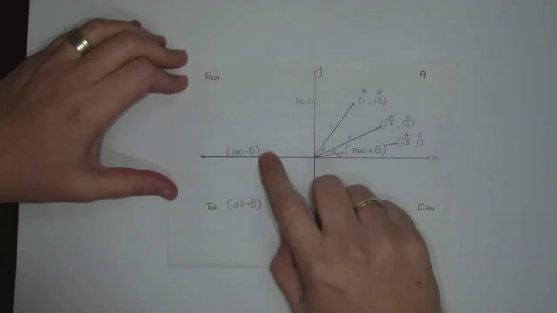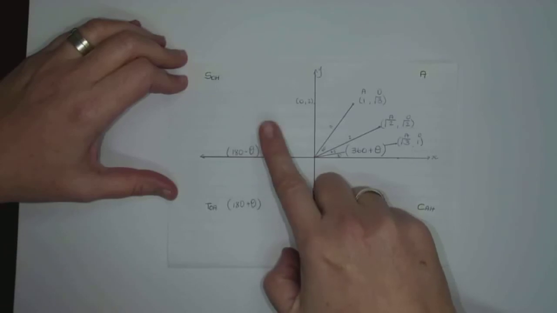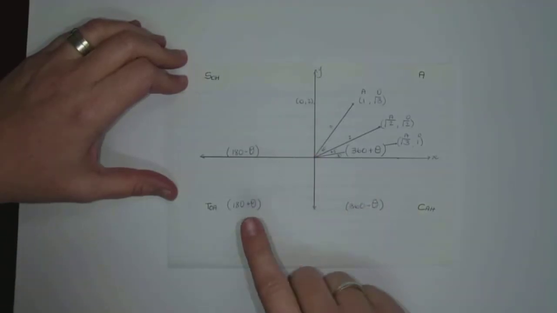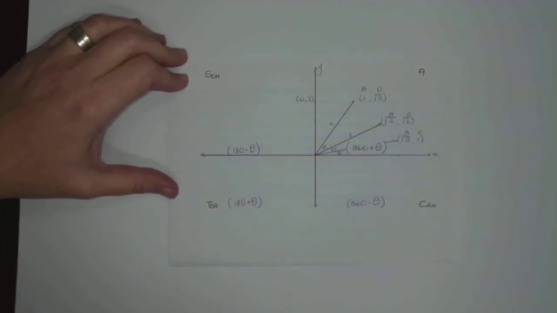So 180 minus theta is in this quadrant with sine. So sine is positive, the rest are negative. 180 plus theta is in this quadrant. Everything but tan will be negative. And then 360 minus and 360 plus.